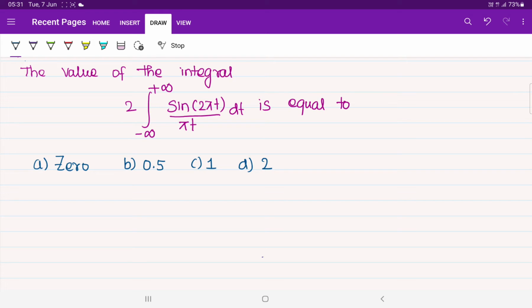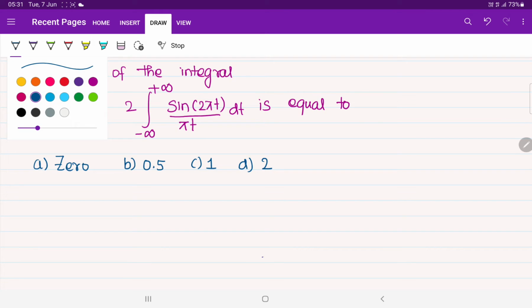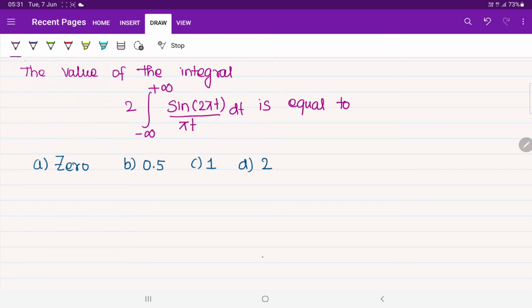So let us look into the solution for this function. Given, the question is: the value of the integral 2, where 2 is a constant, 2 into the integral from minus infinity to plus infinity of sin 2 pi t by pi t into dt, is equal to dash.